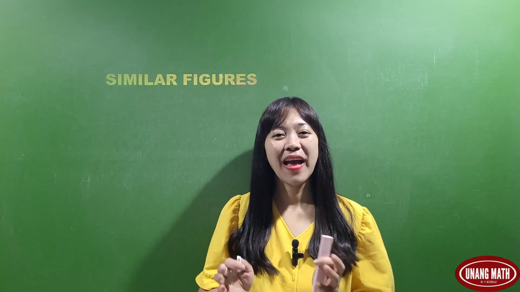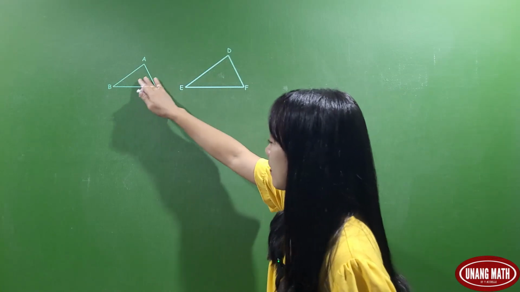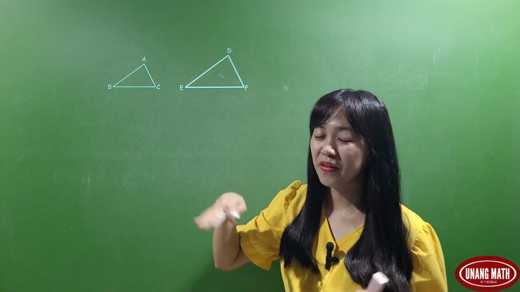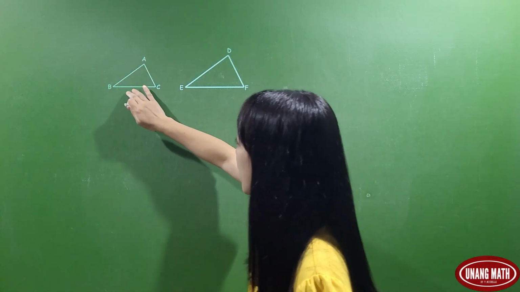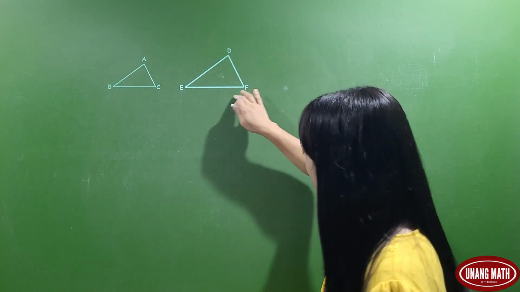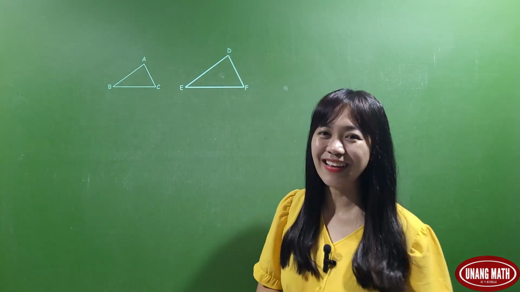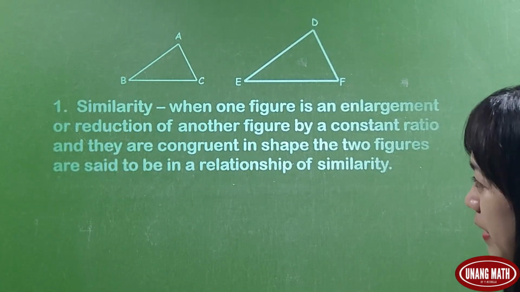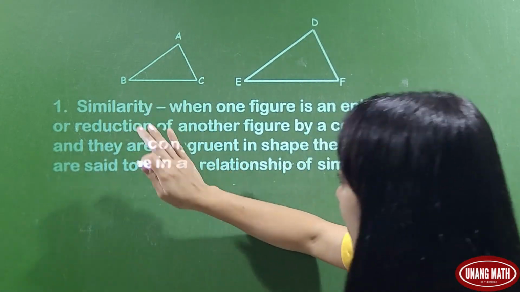In this episode, I will be discussing the lesson about similar figures. What do we mean when we say similar figures? If you take a look at these two figures, these are both triangles. The only difference is that this triangle is the reduced version of this triangle, or this triangle is the enlarged version of this triangle.